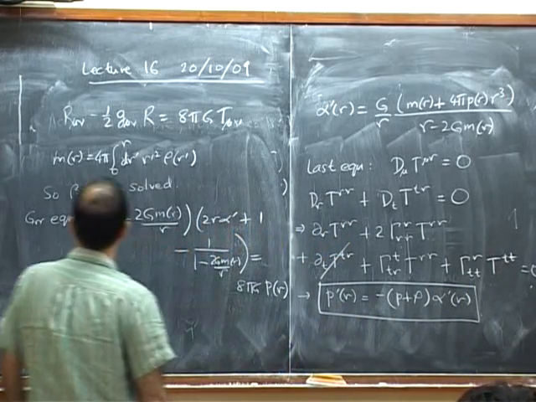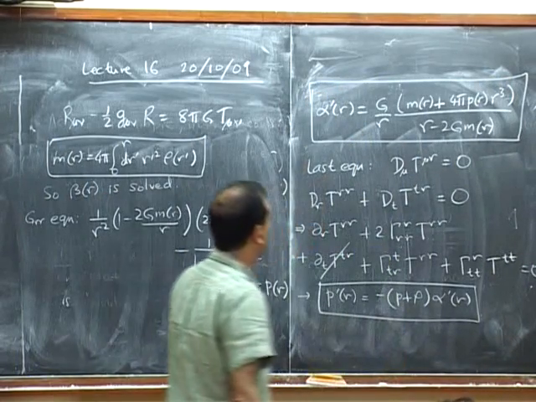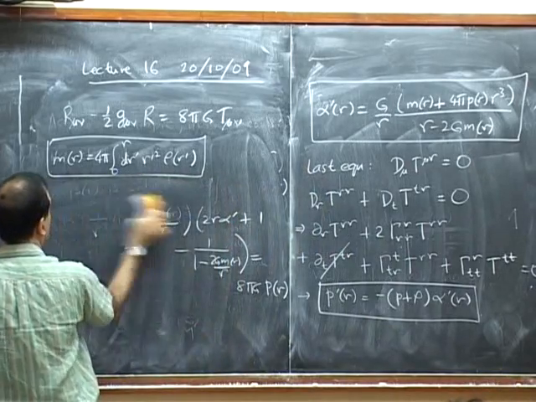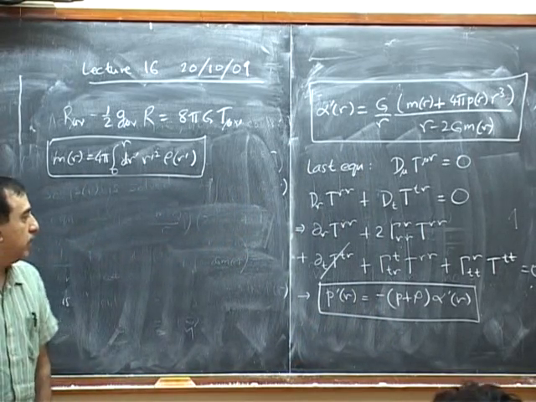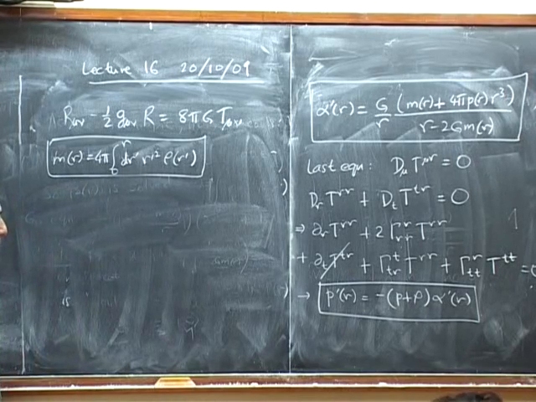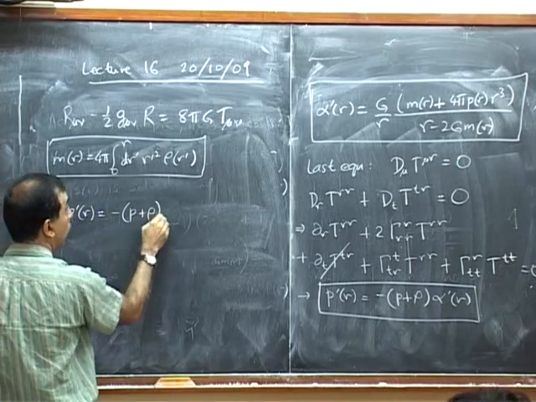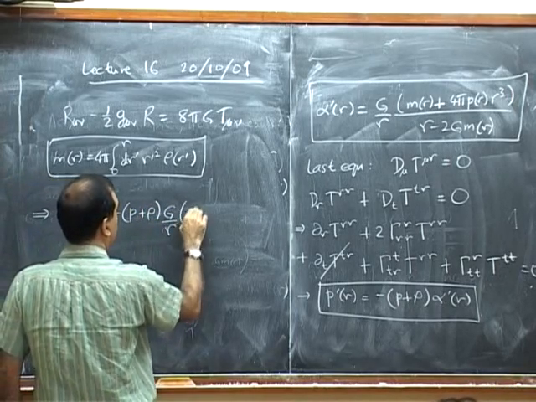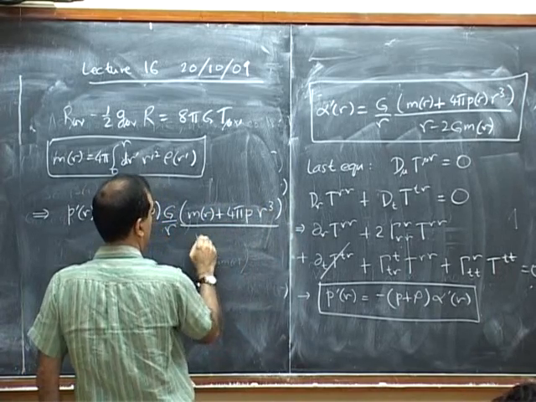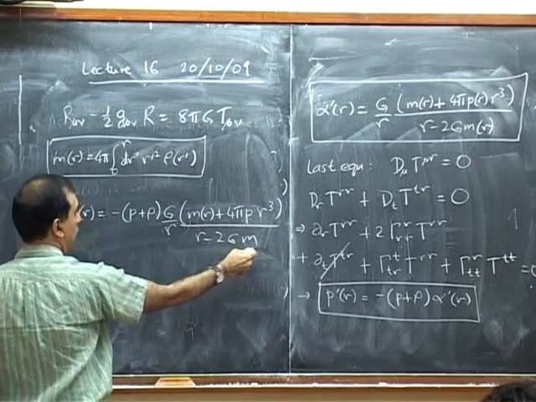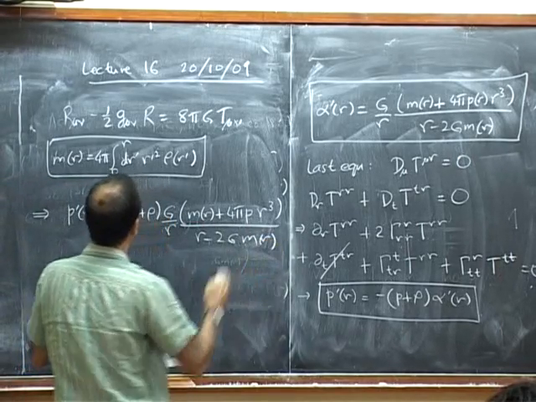So I'm boxing the three equations that we derived. And this is very nice, because these two boxed equations obviously allow us to eliminate alpha prime, and here, as I promised, is a relation purely among p and rho. P prime is equal to simply minus (p plus rho) into G over r into (M plus 4 pi p r cubed). I can't keep writing the dependencies, so you have to remember M depends on r, p depends on r, rho depends on r. Moreover, M depends on r because of this relation.